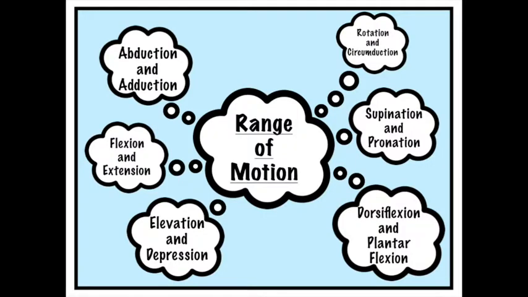Now, we'll discuss these terms as they pertain to range of motion. First, we'll begin with abduction and adduction, then we'll move to flexion and extension, then we'll discuss elevation and depression, then we'll look at rotation and circumduction, supination and pronation, then finally dorsiflexion and plantar flexion. Follow along with the terms while we discuss.